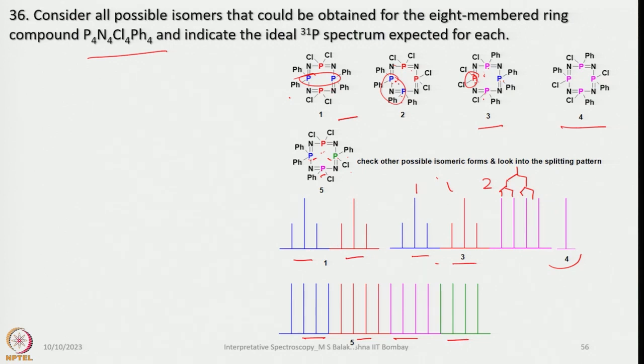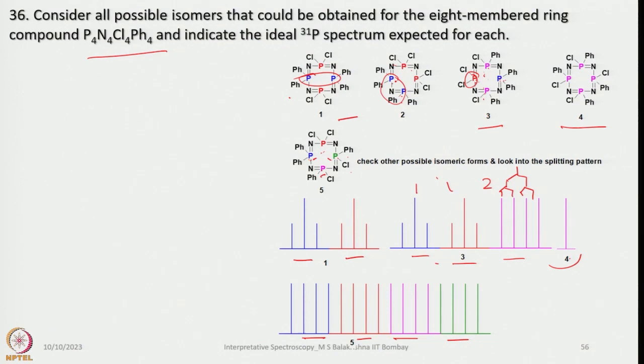This one would give, again, 2 sets of triplets, very similar to 1. Whereas this one will show a triplet, and then this one will show a triplet, whereas the middle ones will show a doublet of doublet here, the pink one. And then all of these are equivalent, so it shows a singlet. So this is how you can draw the splitting pattern for all five isomers and understand.